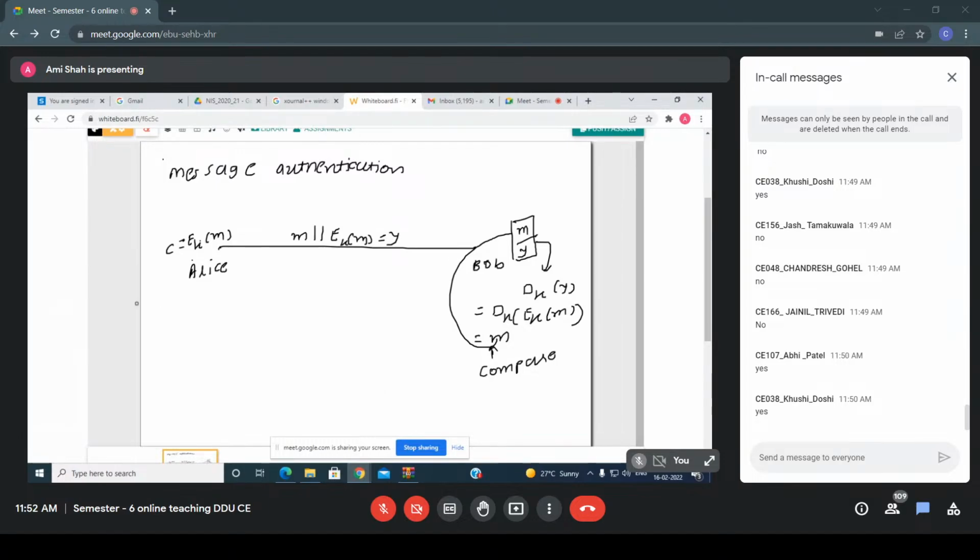First of all, let's say there is some original message. What will Alice do? In this scenario, suppose they have a symmetric key setup and they have agreed on a common key k. Alice can encrypt this message using either a block cipher or a stream cipher. Let's say that the encrypted message is known as C.